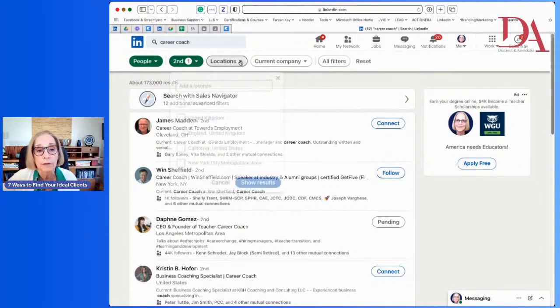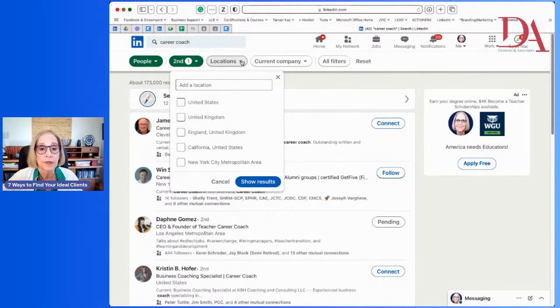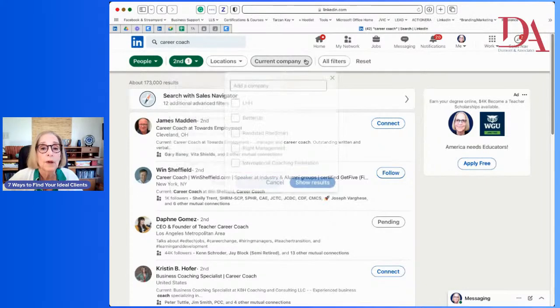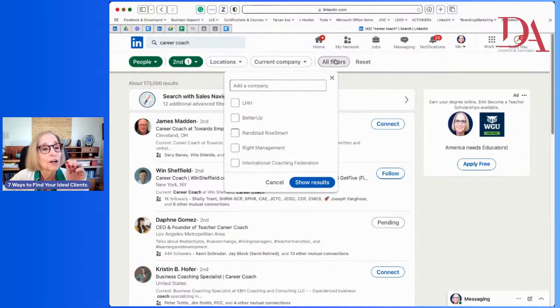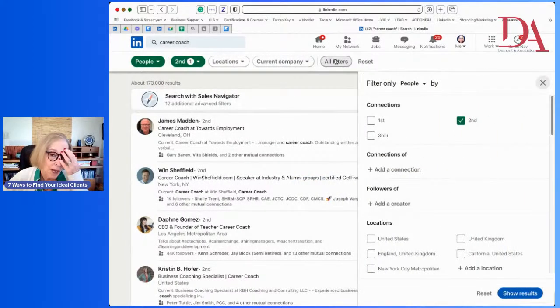Okay, you can look at locations, you can decide where you want to find people. Maybe your ideal clients would have worked for some particular company. Maybe you're trying to network into a company. That would be something you can check. And then you can check all filters. Now, all filters has the whole shebang.